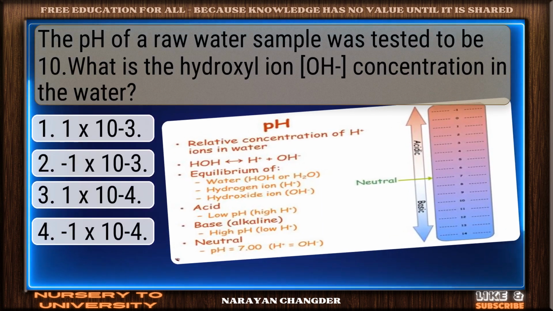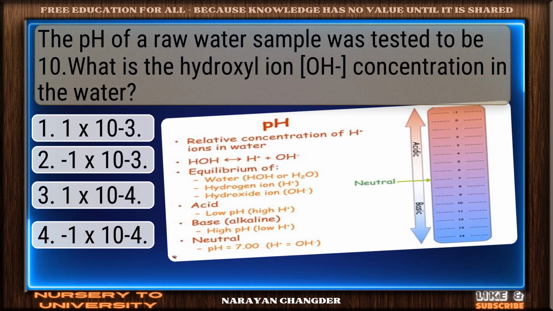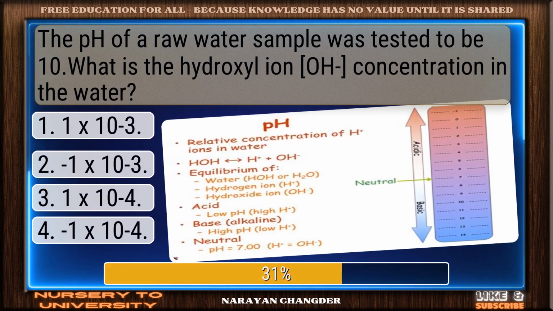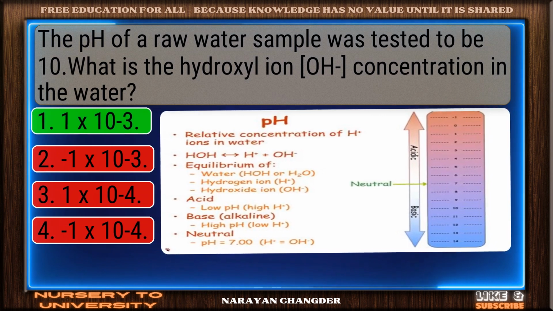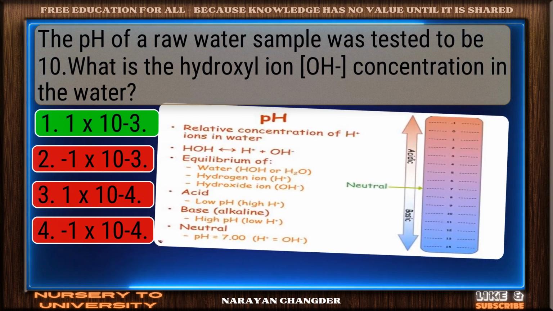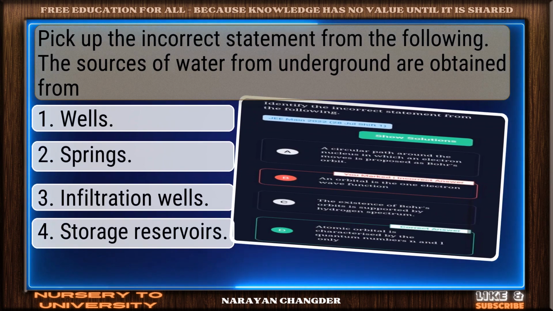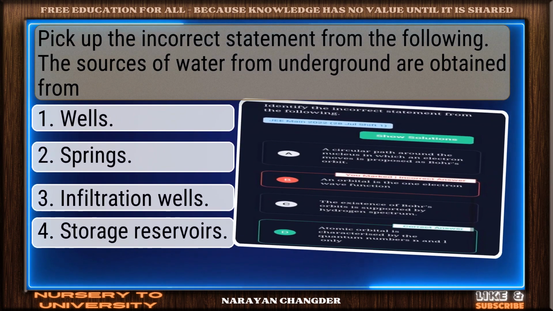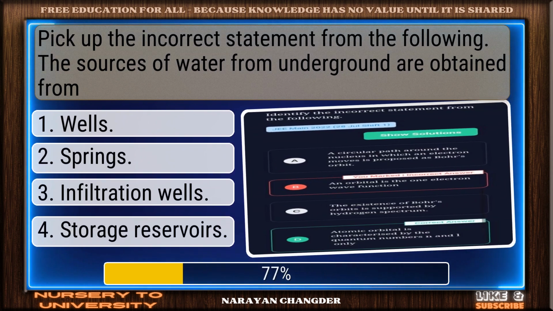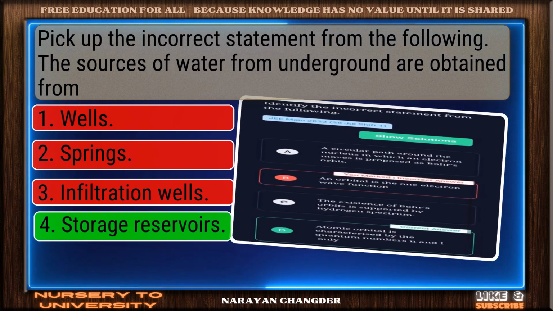The pH of a raw water sample was tested to be 10. What is the hydroxyl ion concentration in the water? Smart pick. 1 × 10^-3 is the correct choice. Pick up the incorrect statement from the following. The sources of water from underground are obtained from. Strong choice. Storage reservoirs is the right answer.